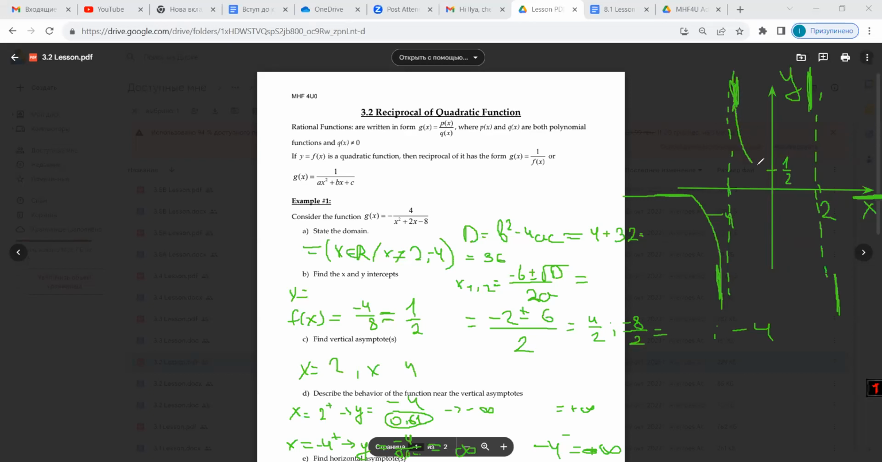Here, between those two values, we're going to have our parabola like this, passing through 1/2. And to the right-hand side, we're going to have this. Look how beautiful this graph looks. It looks like 3 curves separated by 2 vertical asymptotes and by 1 horizontal asymptote, y equals 0. Are there any questions on how I did this?